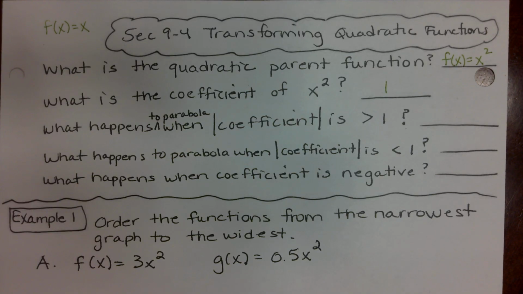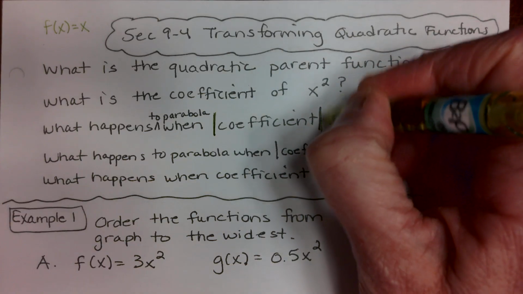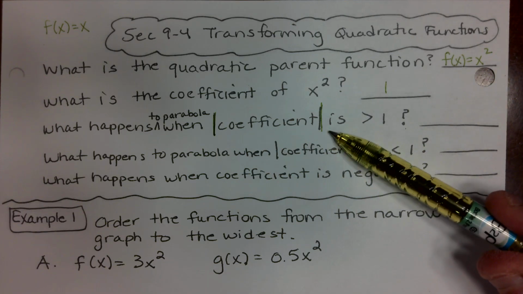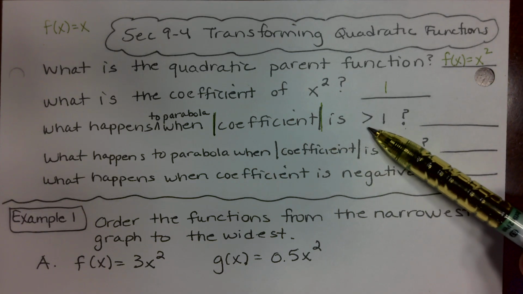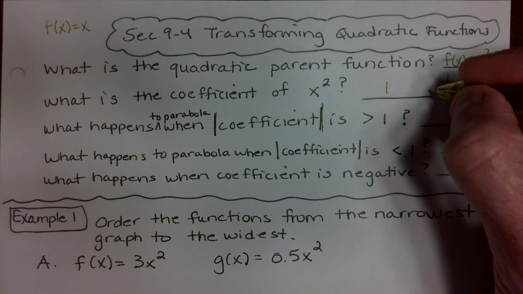So what do you think happens to the parabola when the coefficient, when these are absolute values, by the way. So when we're just looking at the number, not taking the sign into account, because remember, we've already dealt with the positive and negative signs, and I'll review that here shortly. But when you just look at the number before it, if it's bigger than 1, what happens?